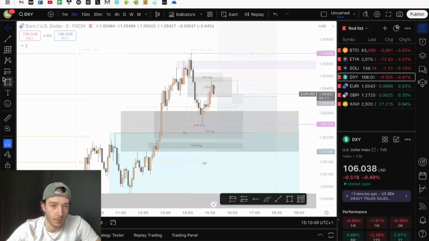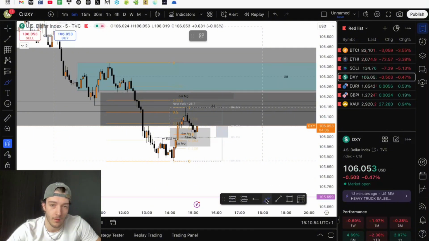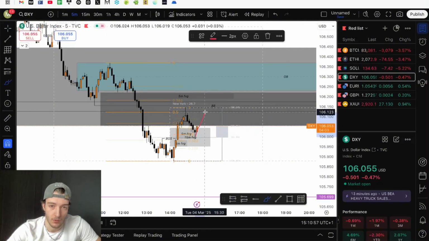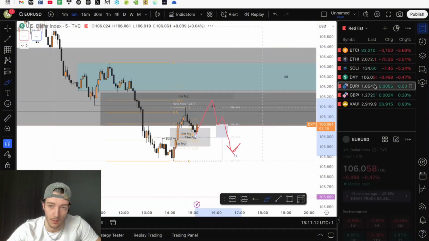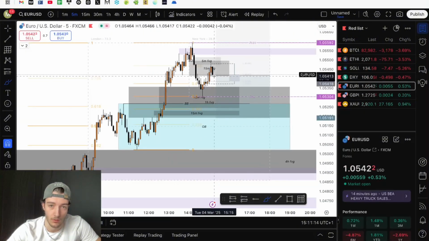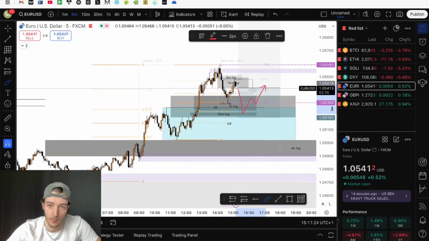I think the dollar gonna come up. I'm gonna showcase the two scenarios. The dollar gonna come up, sweep this high, maybe tap into this 5-minute fair gap, maybe even the order block, ideally not. And then we see a break of structure here, and then we can enter, and it's gonna move lower. That's one scenario. In this scenario, what we're gonna see in Euro is it's gonna come lower, tap into this 15-minute fair gap, and then break structure to the upside, and we can target these highs that we marked out.